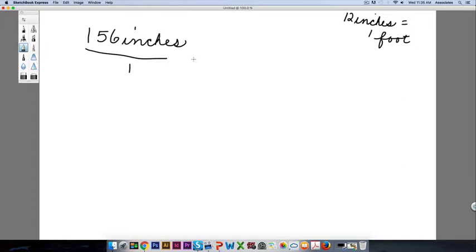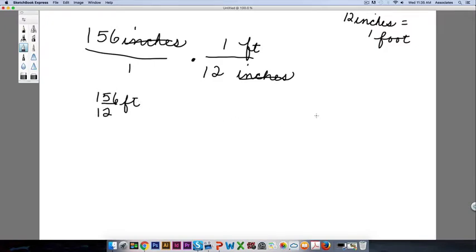So I come over here and I have to make a decision on which goes in the numerator and which goes in the denominator. I want to cancel inches out and it's in a numerator, so I have to put inches in the denominator so they'll cancel out. That means feet go in the top, and then I just put in my numbers, 12 inches, 1 foot. Inches cancel with inches, so I get 156 feet over 12, or I could have canceled, so let's divide.